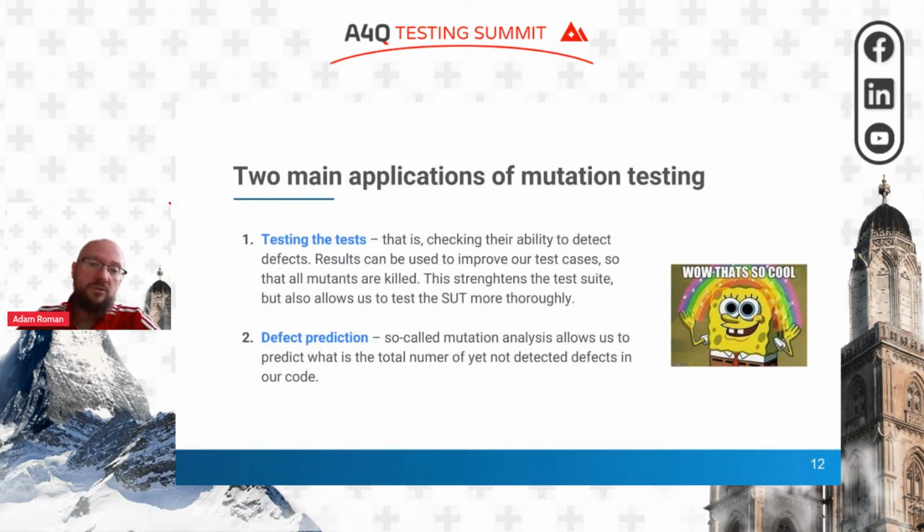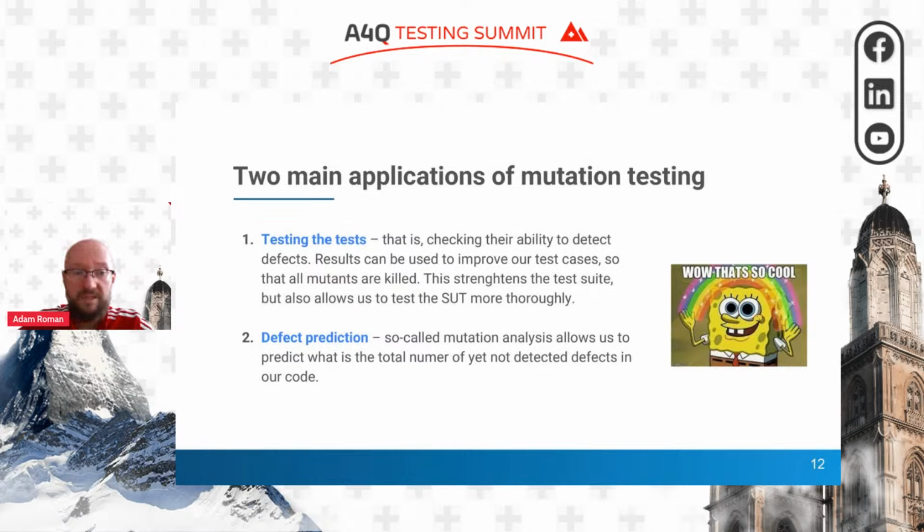Now there are two main applications of this technique. First, I have just told you about it: testing the tests. We use mutation testing to count the so-called mutation score, the fraction of mutants killed by our tests, to check the quality of our test suite or our test set.